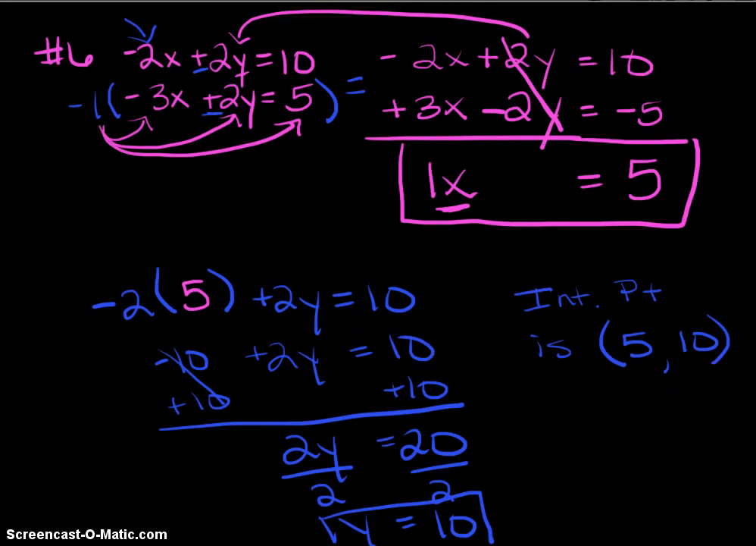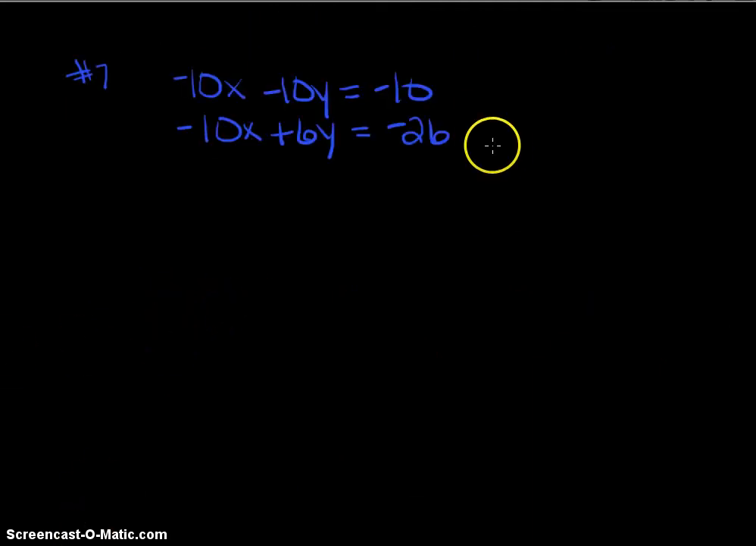Okay, so now we're going to do number 7. Okay, here's number 7, guys. We've got negative 10x minus 10y equals negative 10. And negative 10x plus 6y equals negative 26. All right, so let's look at the coefficients. I've got 10 and 10. They're the same. 10 and 6, they're different, so I'm not even going to worry about this y.